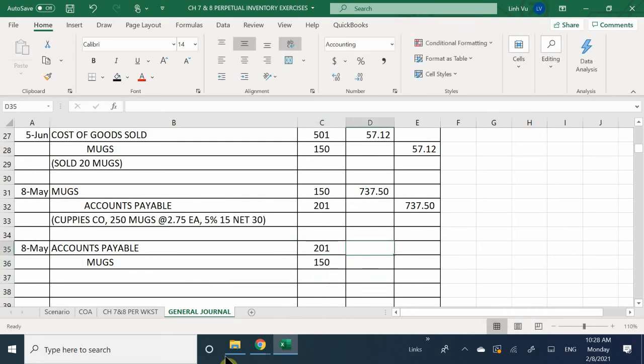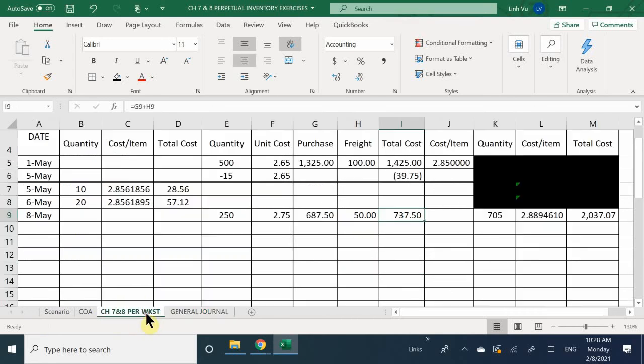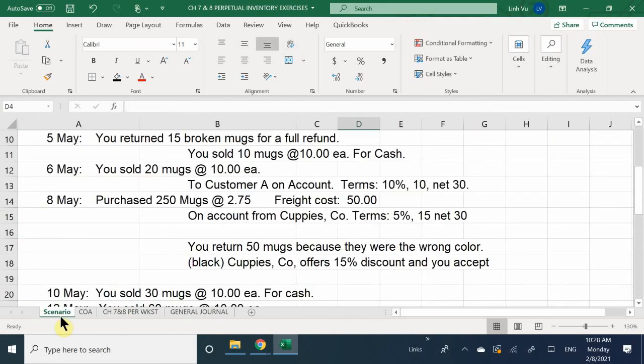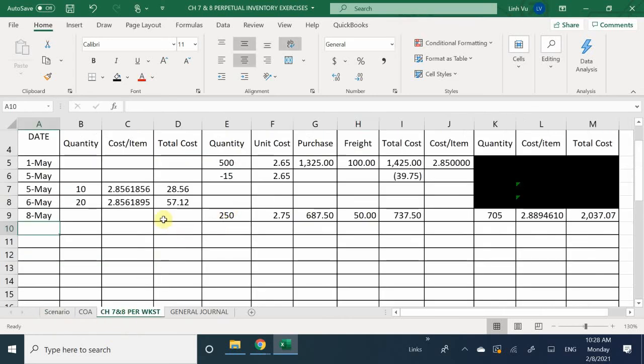So let's go to my actual inventory worksheet. In this case I'm trying to return, how many am I returning? 50 mugs, because they were black, right? How am I going to place this into my inventory worksheet here?